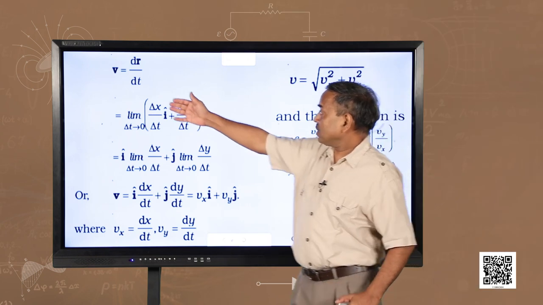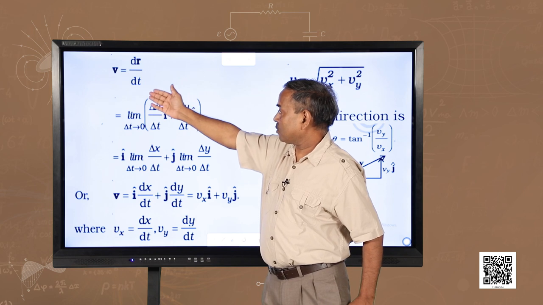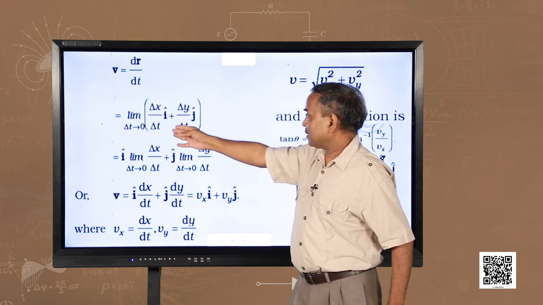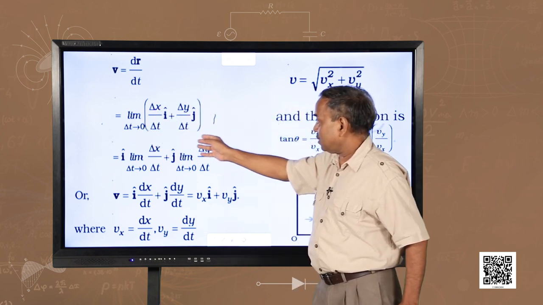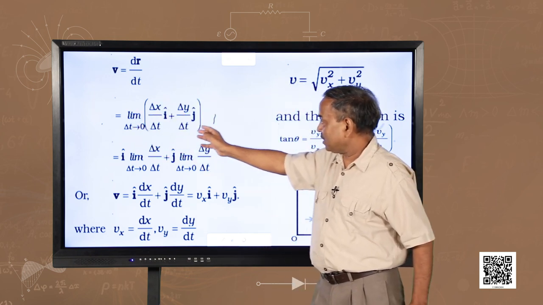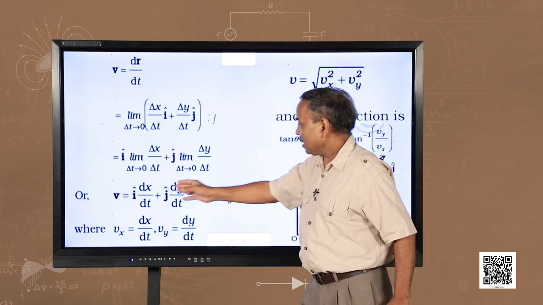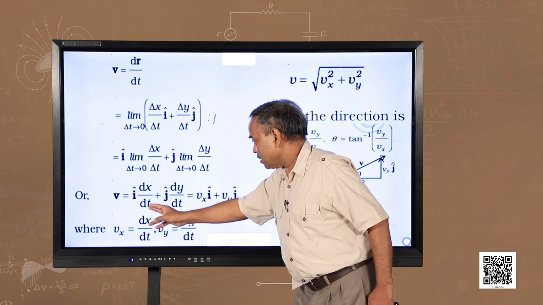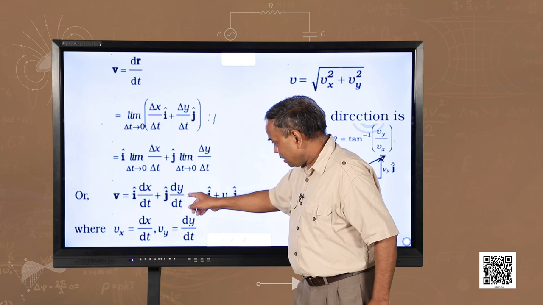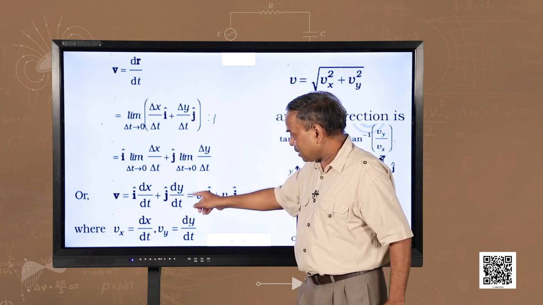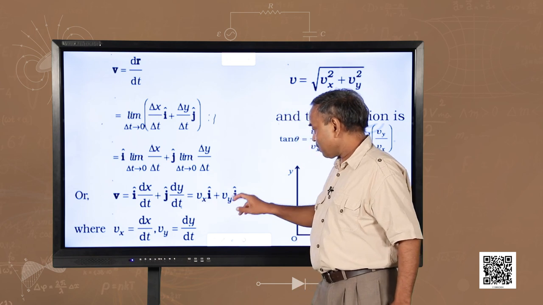So the velocity is nothing but dr by dt, the rate of change of position vector with respect to time, or we can rewrite it in component form. I need not reiterate on this; you can comprehend it very easily, I am sure. Thus, I can write v is equal to i dx by dt plus j dy by dt. If it is a case of 3 dimensions, another component will also come, k dz by dt. Do not worry about that. So this becomes vx i plus vy j.